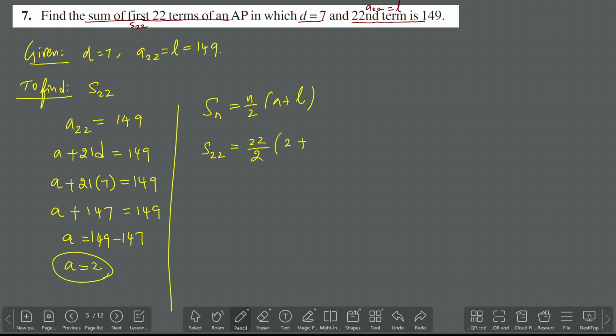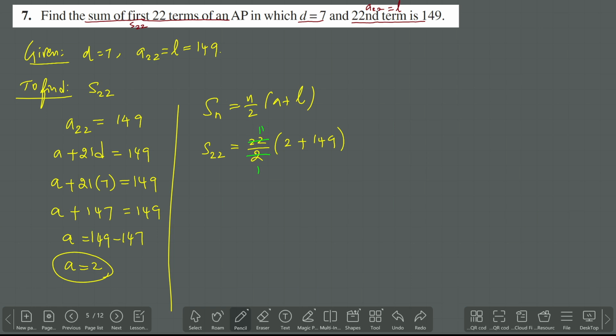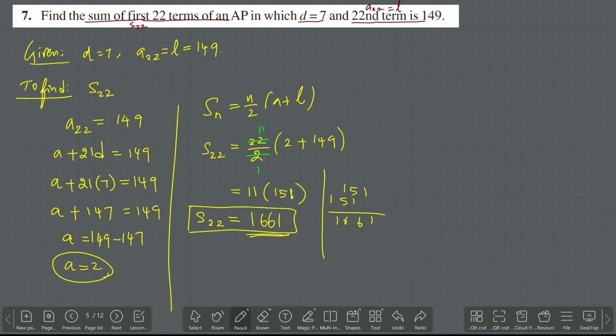L value they have given 149. So when I cancel 2 with 22, what am I getting? 11. So we can go with that. 11 multiply, 1661. So, yes, the sum of first 22 terms is 1661. Is this understood, children? Is it okay? Right.